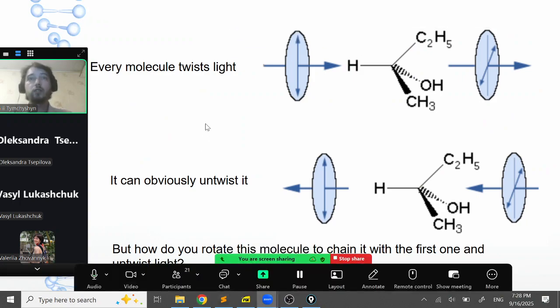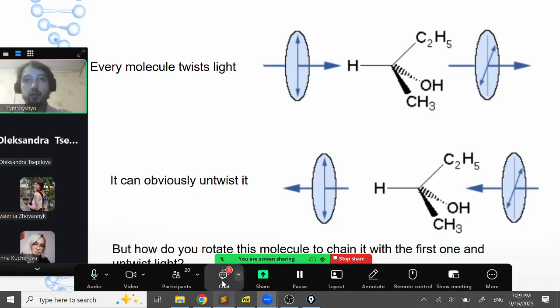So why do we have this rotation? Just a quick view. Basically every molecule twists light. Light is photons, and photons interact with charges. Molecules have a lot of charges, so nothing strange here. If we have some light that is polarized and it meets the molecule, the plane of polarization twists. That's okay. The problem is when we have many molecules.